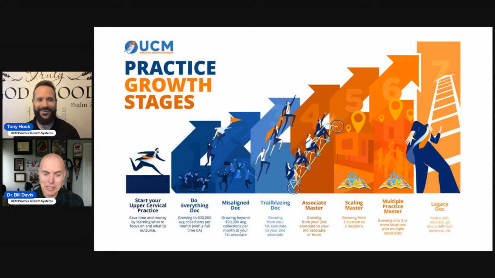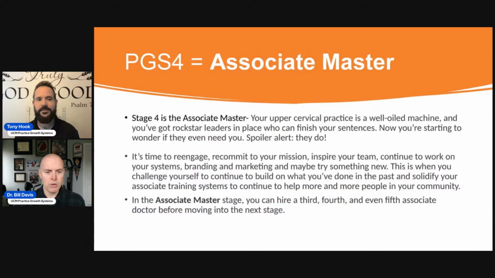Everyone starts at some point. Everyone at least goes into stage 1. If you've opened your practice, you've gone into the first stage, and you go into the last stage at some point, that transition out of practice. So that's where we're going to focus in today, Tony. So let's focus in now on practice growth stage 4, which is the associate master.